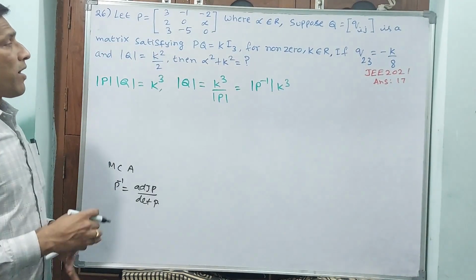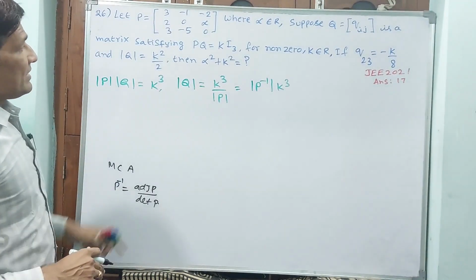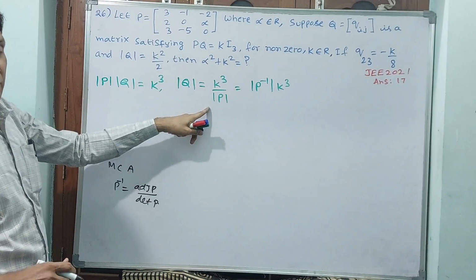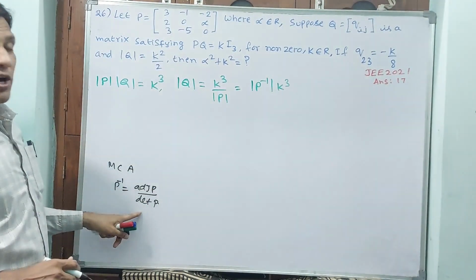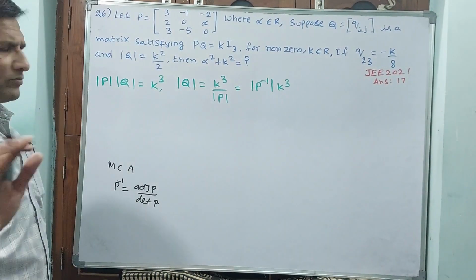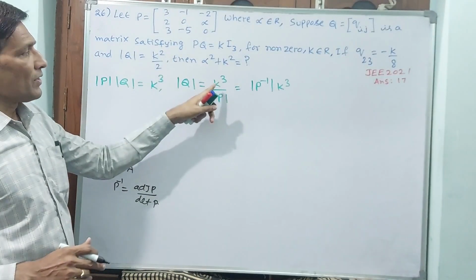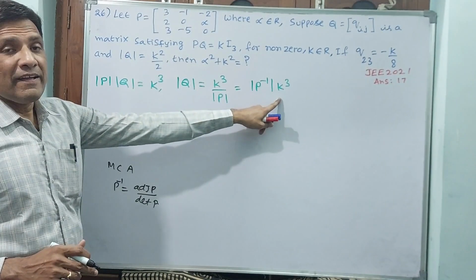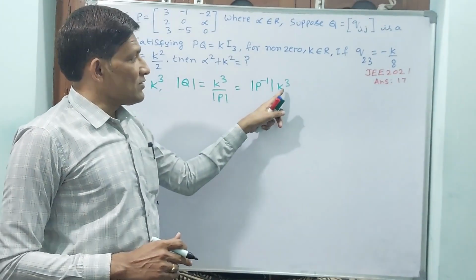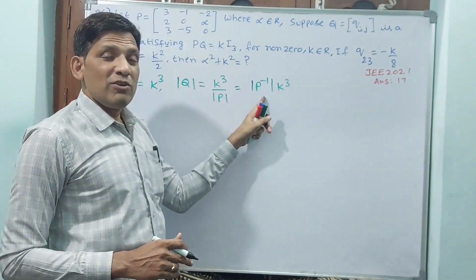One more thing. Whether determinant P is there, P inverse is there. Whenever P inverse is there, determinant P should not be equal to 0. Then only P inverse will come. Now you tell me, K is not equal to 0. When this is not equal to 0, automatically P inverse exists.